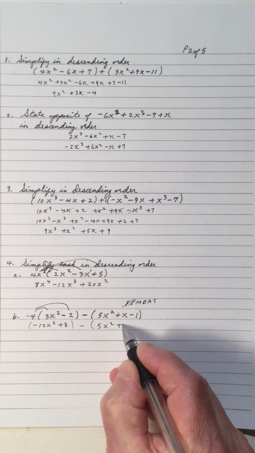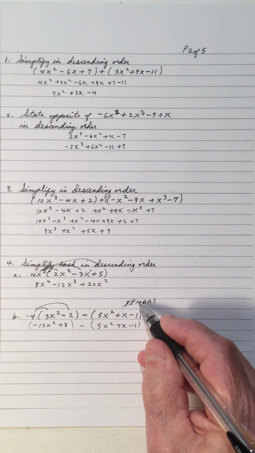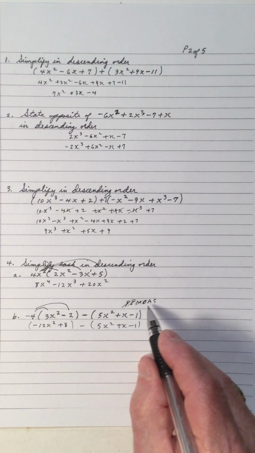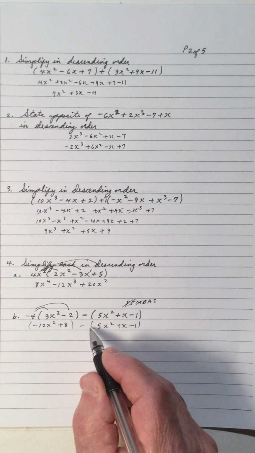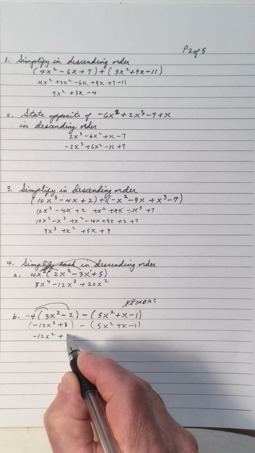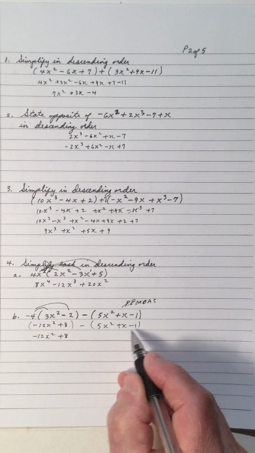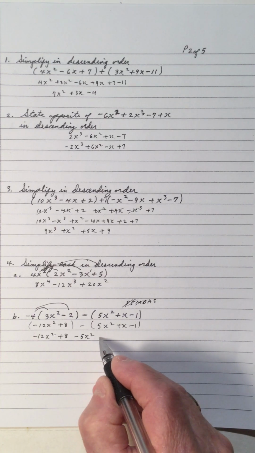So I multiplied first according to PEMDAS. I multiply and divide from left to right. Multiplication is gone. Now I'm going to add or subtract. So I'm subtracting, which means I'm going to add on the opposite. So that's a negative 12x squared plus 8. When you're subtracting, you add on the opposite. So that becomes negative 5x squared.